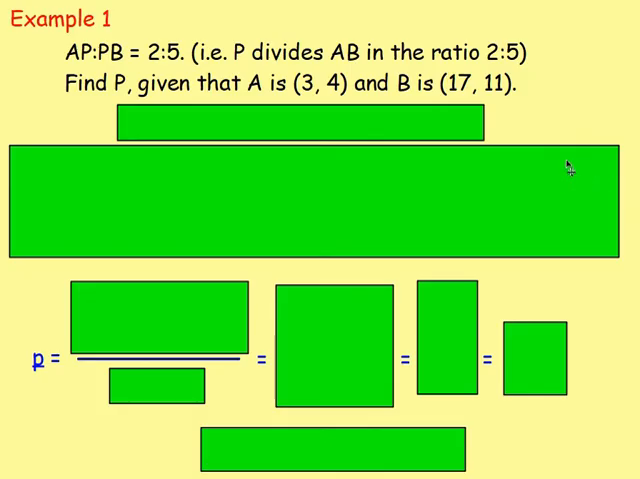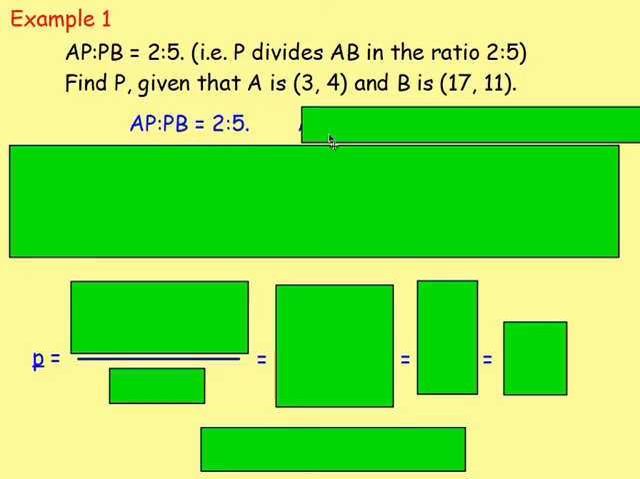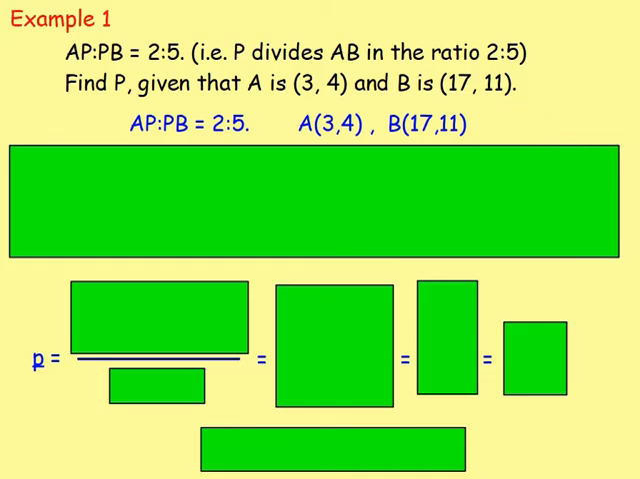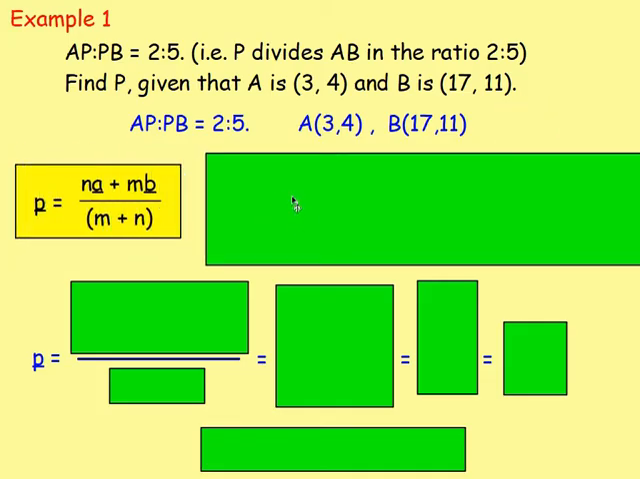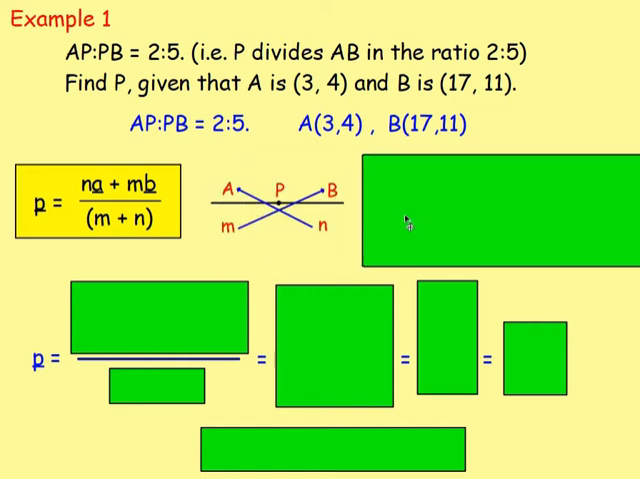So to start this off with these questions, what I would do is just write down what I'm told. I know that AP to PB equals the ratio 2 to 5. I also know the points A and B. Remember the section formula? This is it here. Either memorize the section formula or think about this wee diagram. So you've got A and B, M and N.